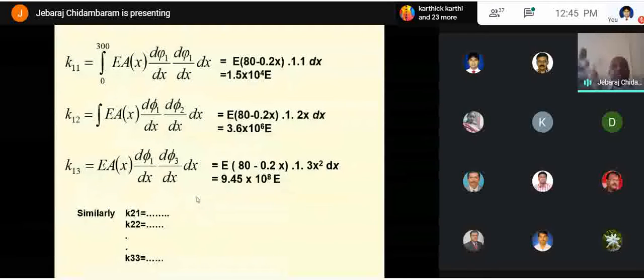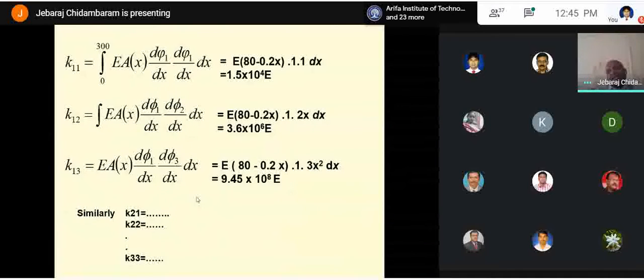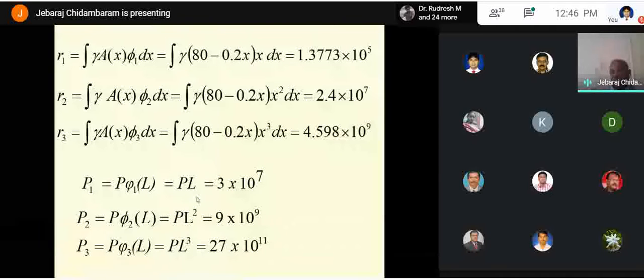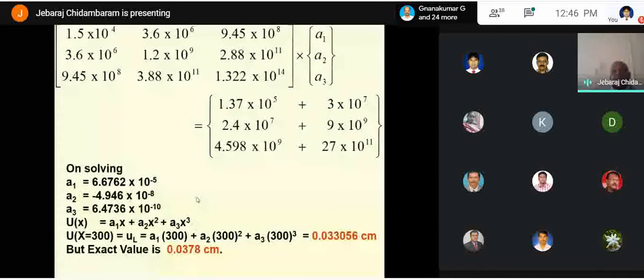Similarly, k1 a x into e into a is 80 minus 0.2x. d phi 1 by dx, phi 1 is x, so d phi 1 by dx is 1. Phi 2 is x square, therefore d phi 2 by dx is 2x. You integrate it and you get similarly k13. Similarly, you can have k2. You get the right hand side r1, r2, r3 from that integration. So you got now a K matrix into a1, a2, a3 equal to r1, r2, r3. You solve and you get a1, a2, a3.